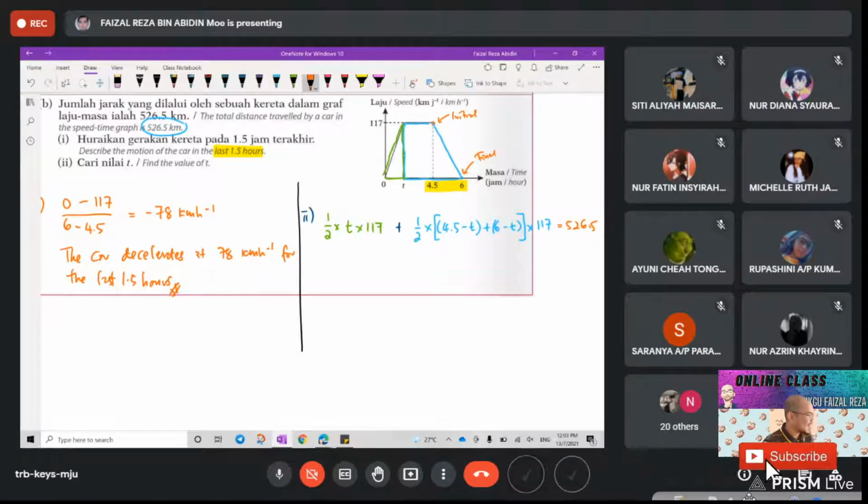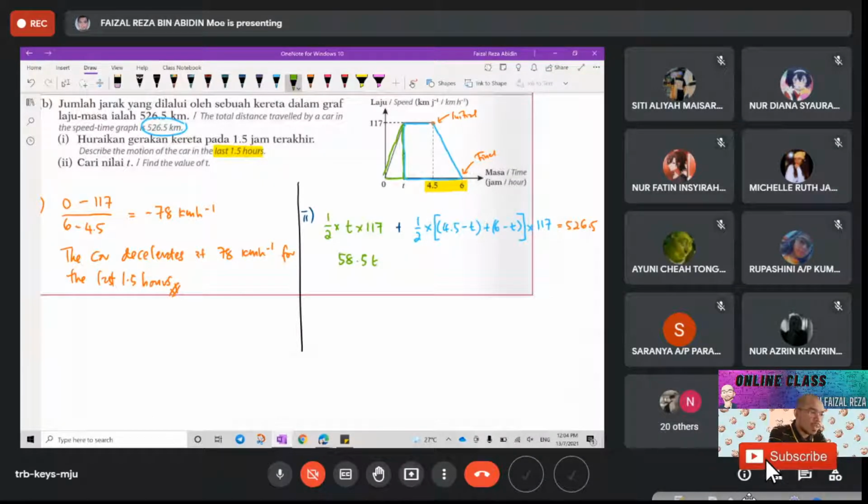Okay, what we have over here, I'm going to solve this one first. 117 divided by 2 first, I'm going to get 58.5. So this one I'm going to get 58.5t.